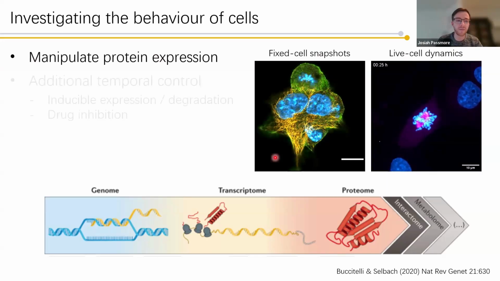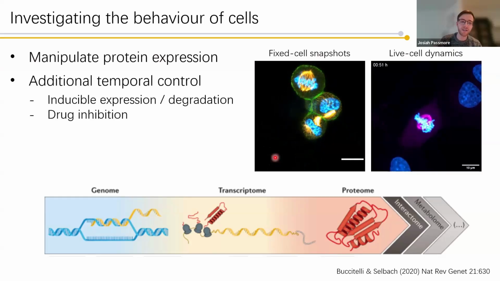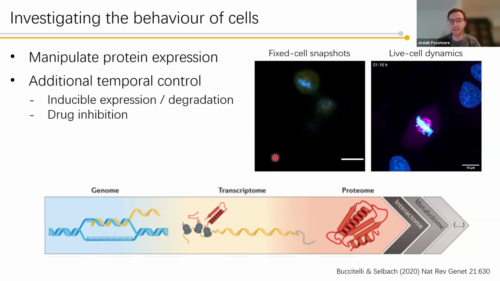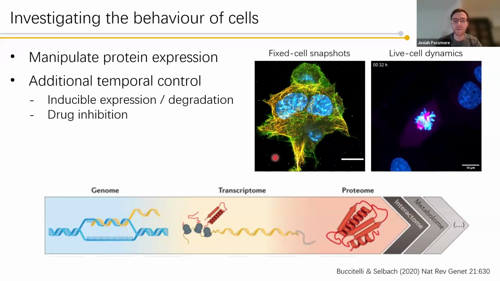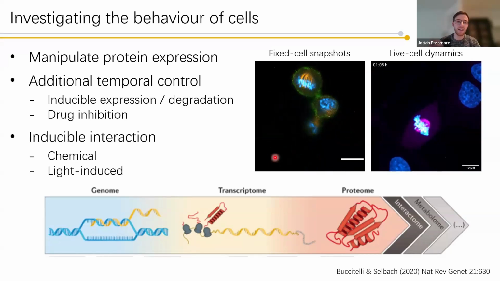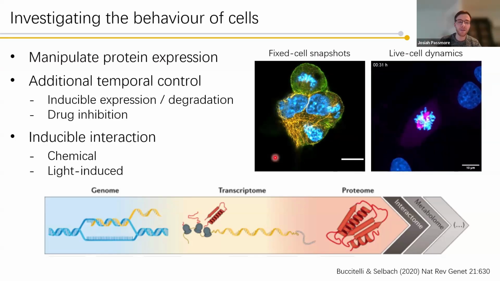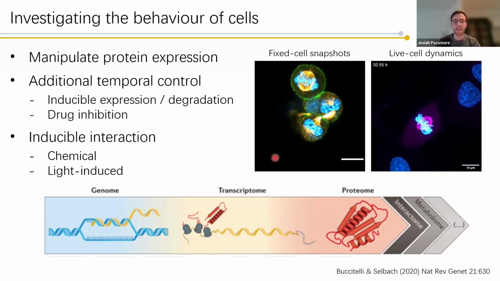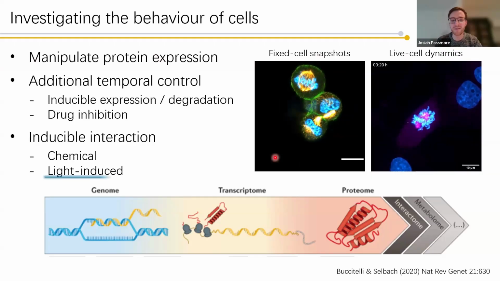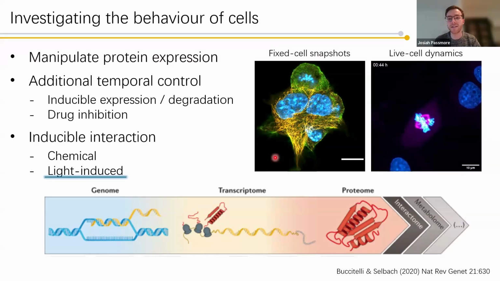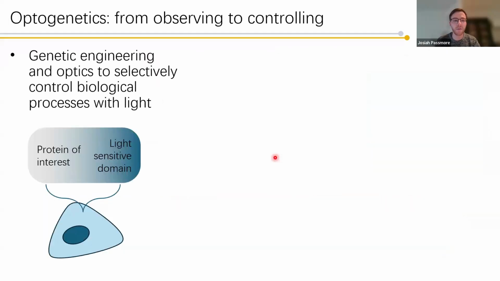And if you want to add some temporal control, then you can do things like inducible expression or degradation. You can flow in some drug and look at what happens. Or you can even do inducible interaction, right? So you can add chemically induced dimerization systems to then allow you to look at the interaction between proteins and the effect that this has. But the real king of spatial temporal control is doing light-induced interaction. And this is the field of optogenetics.